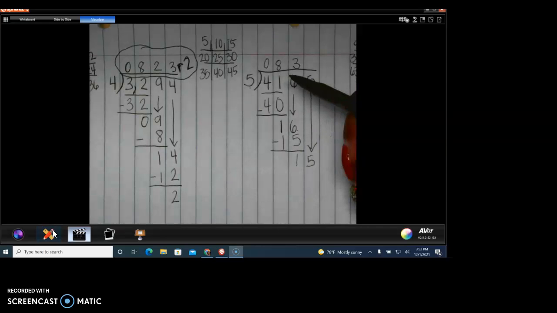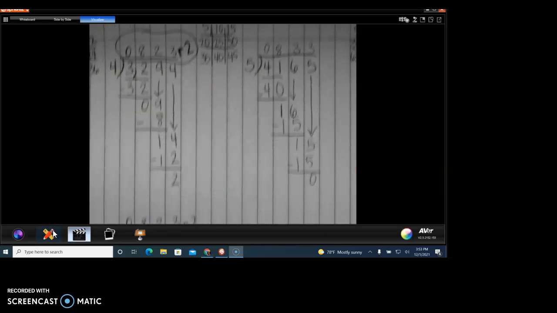Well, okay. 5 can go into this 3 times. Oh, because I already kind of did that previously. 3 times 5 is 15. I'm left with 0. I finished out here. There's no remainder. I don't even have to put the R for the remainder because there isn't one.